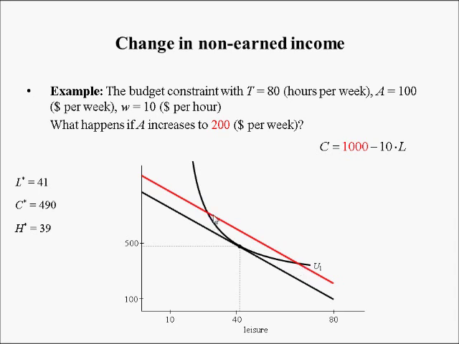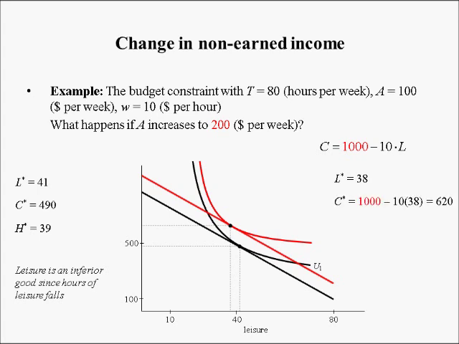So the new indifference curve comes in here, tangent to this red line anywhere inside this indifference curve U1. Here, in this particular example, it yields an optimal solution where leisure is 38. Now leisure is an inferior good here since hours of leisure falls as the worker's income increases to $200. With leisure equal to 38, consumption at this new optimal solution is $620. Hours worked would be 42.